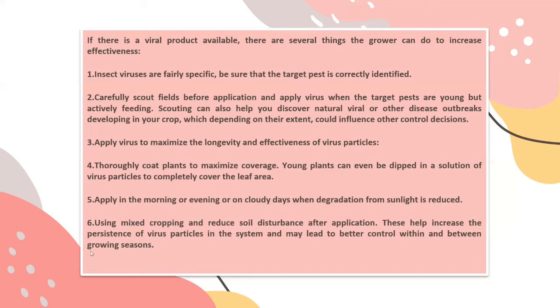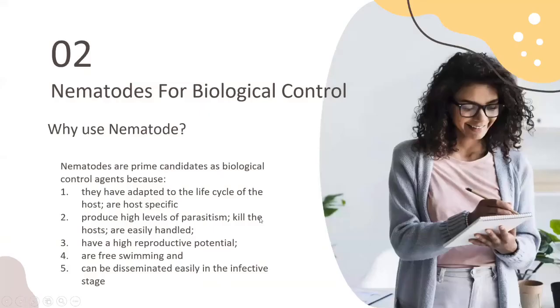Four, thoroughly coat plants to maximize coverage. Young plants can even be dipped in a solution of virus particles to completely cover the leaf area. Fifth, apply in the morning or evening or on cloudy days when degradation from sunlight is reduced. Six, use mixed cropping and reduce soil disturbance after application. This helps increase the persistence of virus particles in the system and may lead to better control between growing seasons. Let's move on to the second topic, nematodes for biological control.